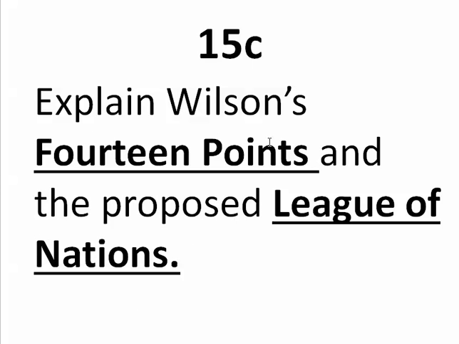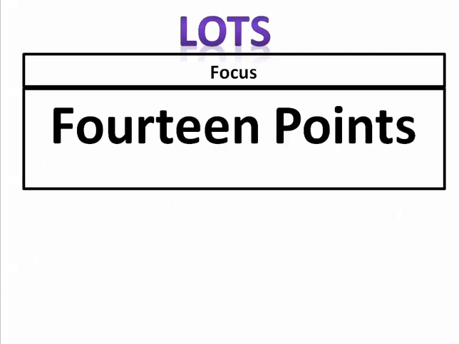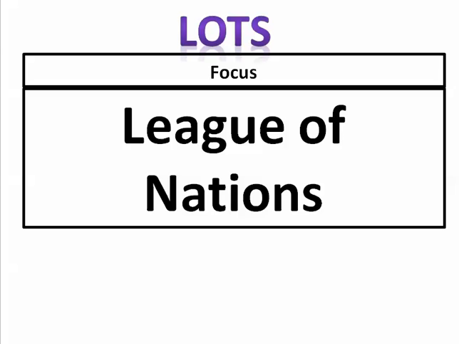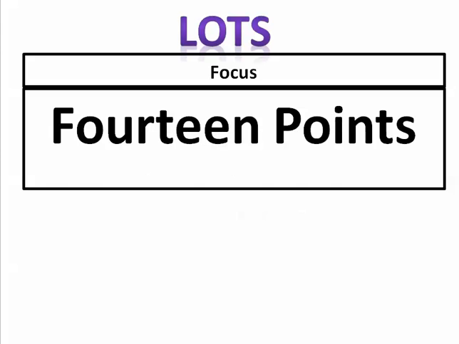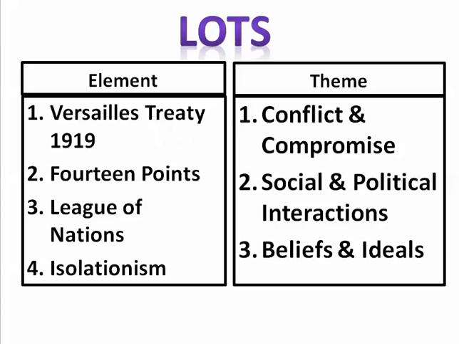So here we're talking about the end of the war, Wilson's 14 points, and a proposed League of Nations. So our focus is on the 14 points, and then the proposed League of Nations, which is a part of the 14 points. So our elements are the Versailles Treaty of 1919 that ends World War I. This is going to end that war. 14 points, which is Wilson's plan for peace. League of Nations, which is the 14th point. And then isolationism, that word isolationism. Conflict and compromise, social and political interactions and beliefs and ideas like isolationism.